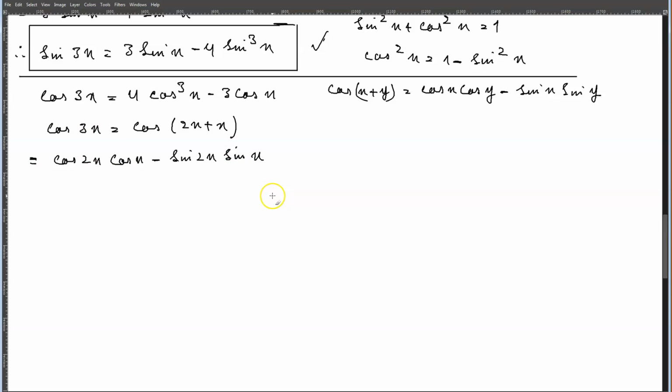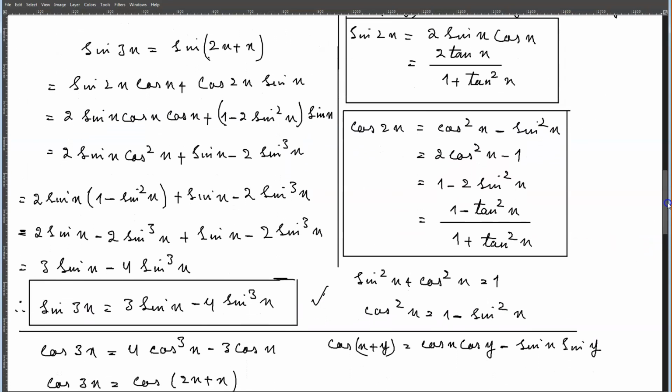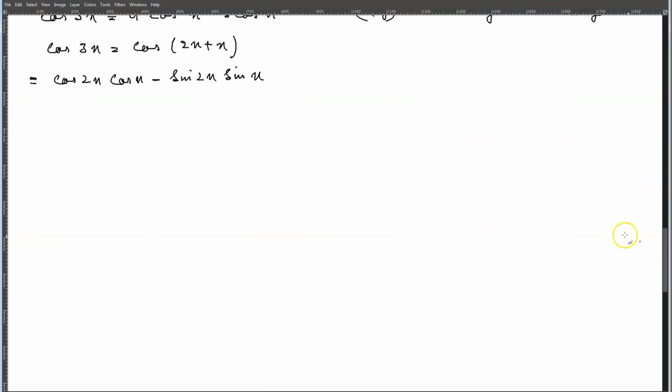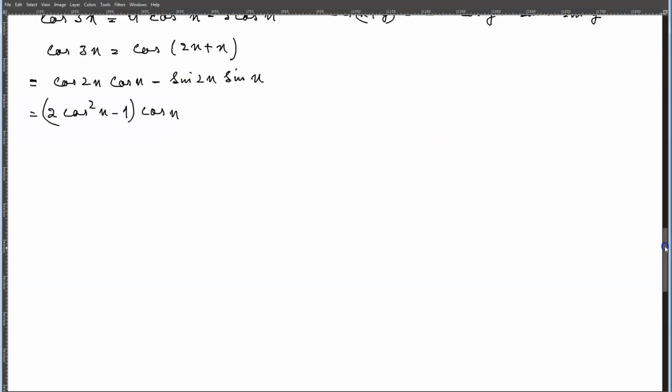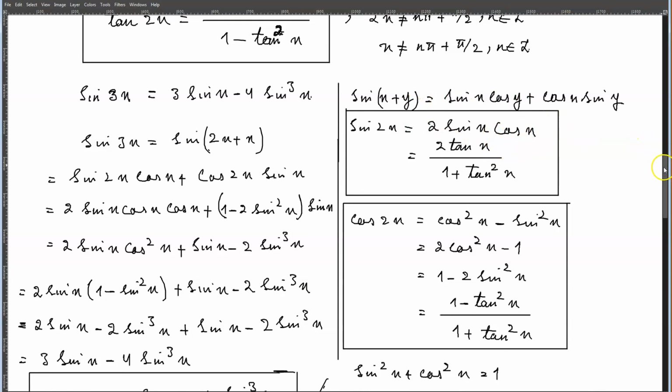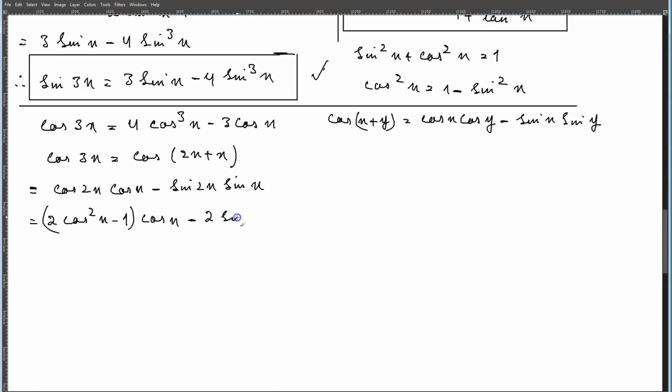Now here we said that cos 2x is equal to 2 cos squared x minus 1. So cos 2x, I can write it as 2 cos squared x minus 1 times cos x. Sin 2x is equal to 2 times sin x cos x, times sin x. So if I simplify this, I'll get 2 times cos cube x minus cos x minus 2 times sin squared x cos x.